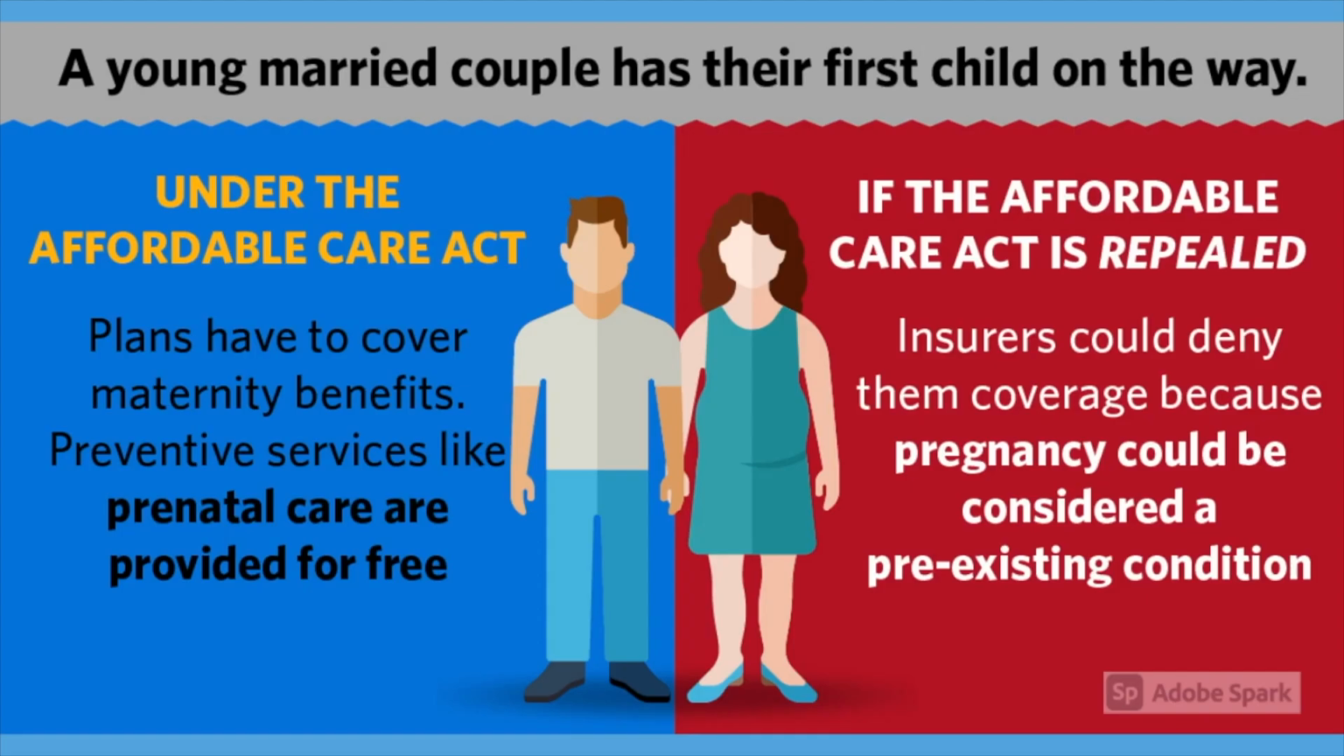In this example, a couple is expecting their first child. With the Affordable Care Act's protection, services that could help with the child are provided for free. However, if the Affordable Care Act is shut down, their insurers could interpret the woman's pregnancy as a pre-existing condition and therefore not help out. The Affordable Care Act protects people with pre-existing conditions and makes sure each person gets maximum coverage for their health.